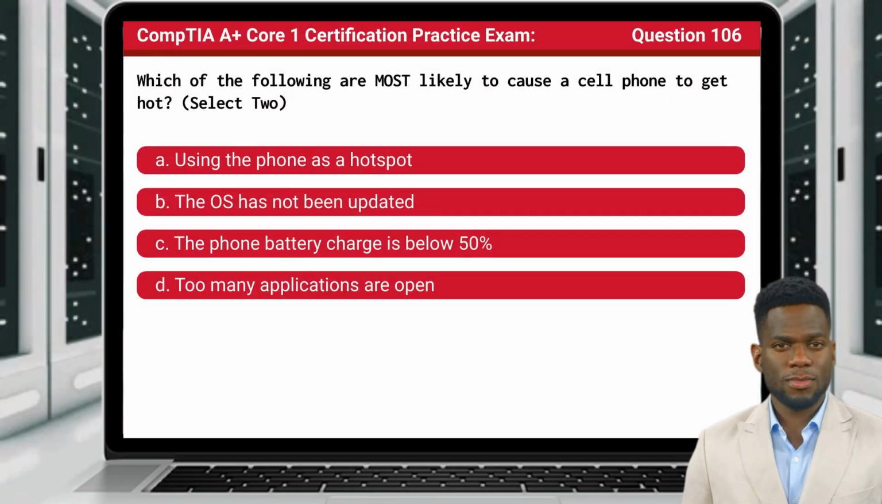Question 106. Which of the following are most likely to cause a cell phone to get hot? Select 2.